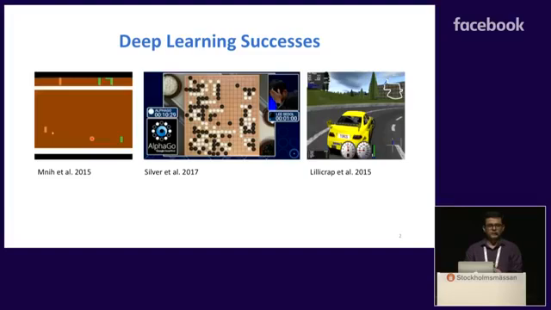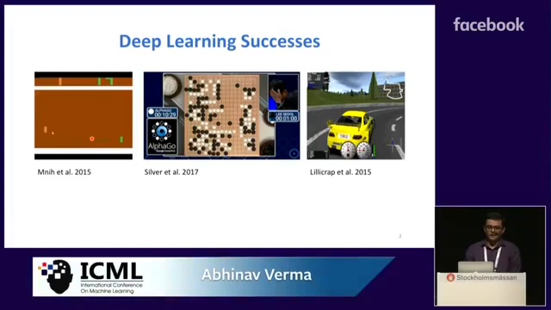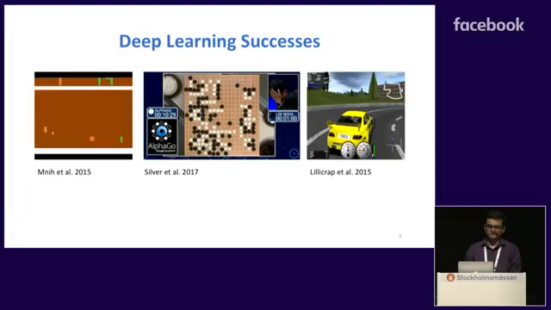Many of the recent successes in reinforcement learning have been through deep learning models. This audience needs no introduction to deep learning wins, so I'll just mention three examples here. On the left, or rather on the right, you have an agent learning how to play Atari games. In the middle, you have AlphaGo defeating Lee Sedol, one of the world champions at the game of Go. And on the right, you have an agent learning how to drive on a track. This last task requires continuous controls and brings us to our running example.